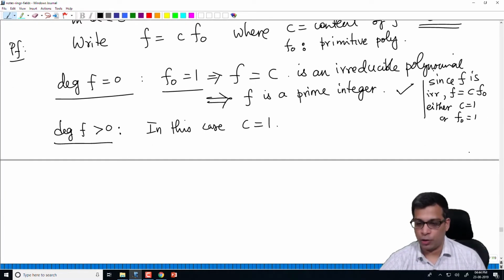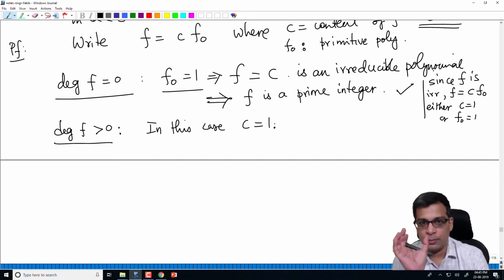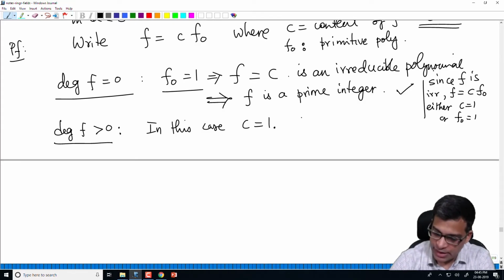Technically f0 cannot be 1 because f0 is a primitive polynomial. What we really mean is that you can't factor it into an integer by itself. If degree is positive, f0 is not a unit, because f0 is a positive degree polynomial. In other words, c must be 1, because remember the leading coefficient of f is positive. So any irreducible factorization of f must contain a unit. Minus 1 is also a unit, but minus 1 cannot appear here because the leading coefficient is positive. In this case c is 1, so f is equal to f0. So f is automatically primitive.